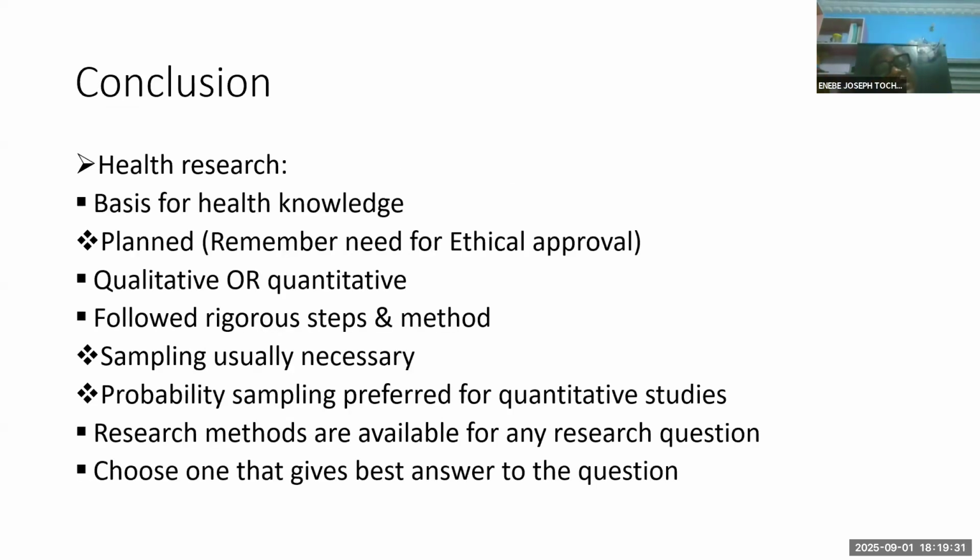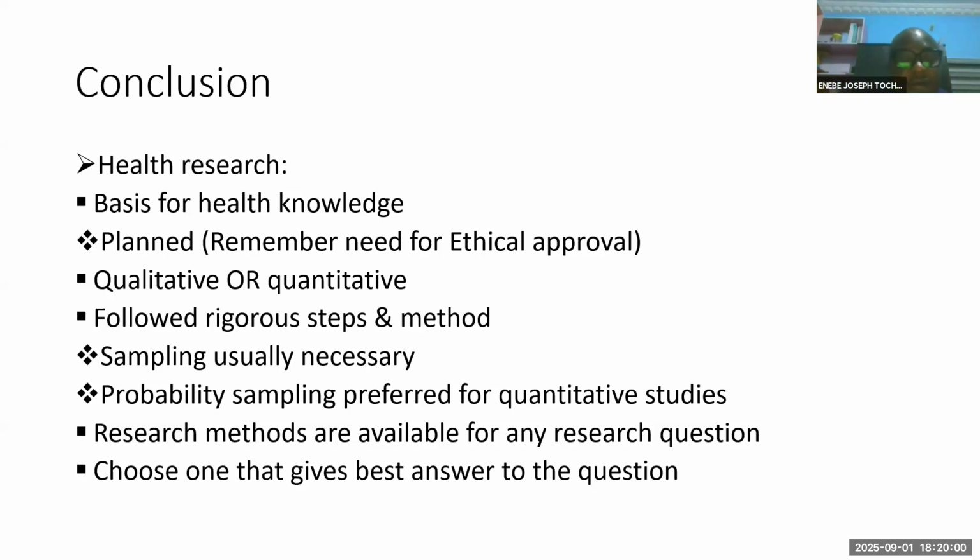So in conclusion, health research is the basis of what? Health knowledge. And it's planned. And remember, there is a need for you to have an ethical approval. So it could be qualitative research, it could be quantitative research. Then it follows rigorous steps and methods. And sampling is usually necessary. Which group do you want to get, the people you want to reach for the research.